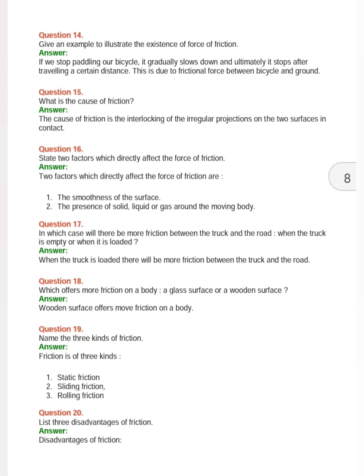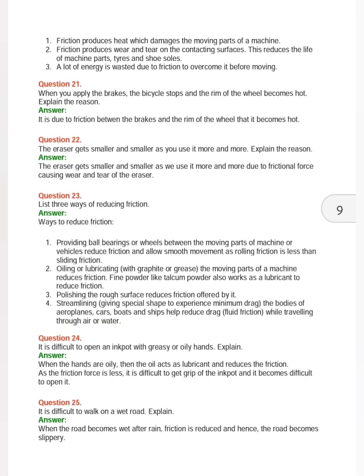Answer. Disadvantages of friction are: 1. Friction produces heat which damages the moving parts of a machine. 2. Friction produces wear and tear on the contacting surfaces. This reduces the life of machine parts, tires and shoe soles. 3. A lot of energy is wasted due to friction to overcome it before moving.